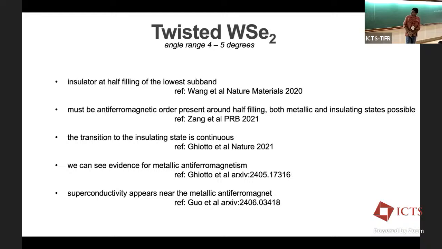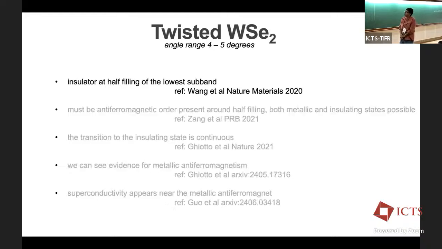Okay, so let's start with the first part of the story, which is what happens when you make the sample. What's the most obvious thing that you see in these samples? And I should also mention that these particular samples are made at a twist angle that's anywhere between 4 and 5 degrees. If you're interested in what happens at smaller twist angles, I can talk about it later, but let's ignore that for now.